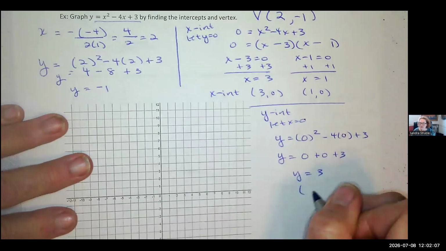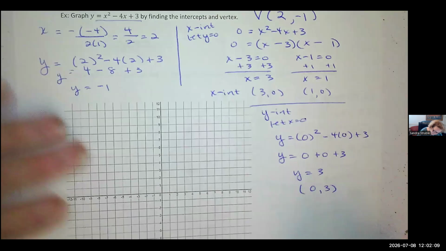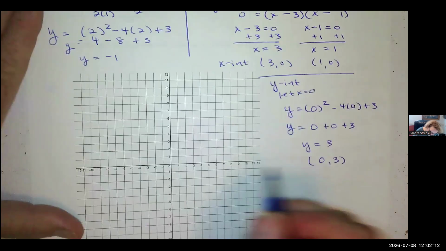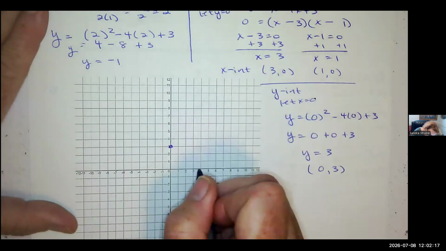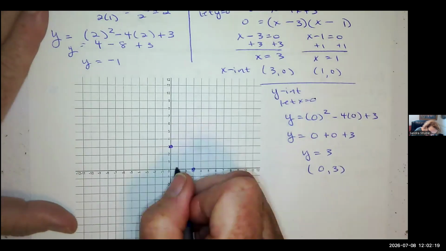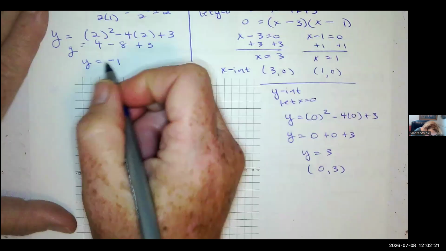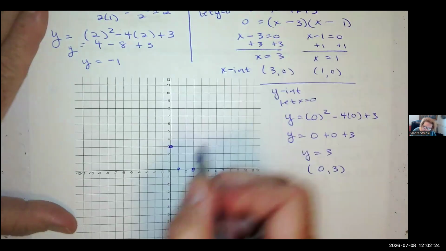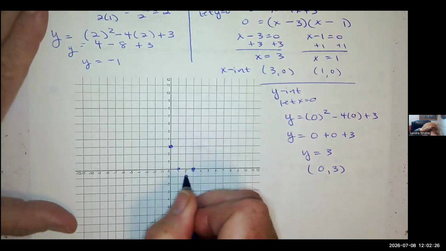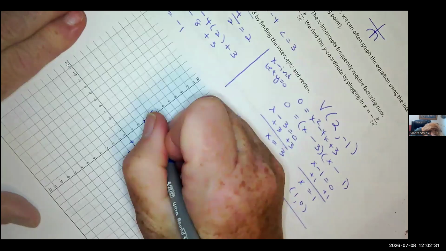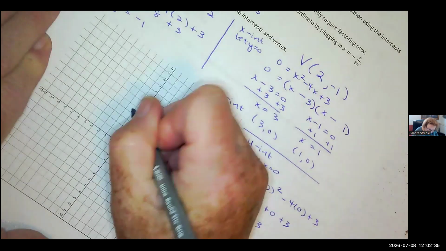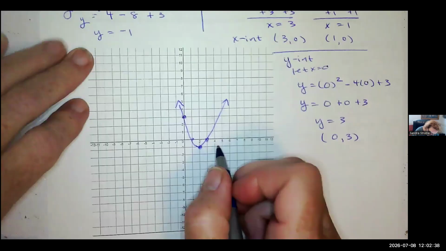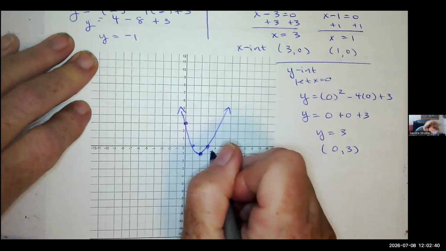Let's plot all these points. I'm going to start with (0, 3), right there. Then (3, 0) is right there. And (1, 0) is right there. And our vertex is (2, -1). So this graph, this quadratic, looks like this. Don't judge. I'm not great at drawing, but that is my quadratic. We do need to label the quadratic: y equals x squared minus 4x plus 3.